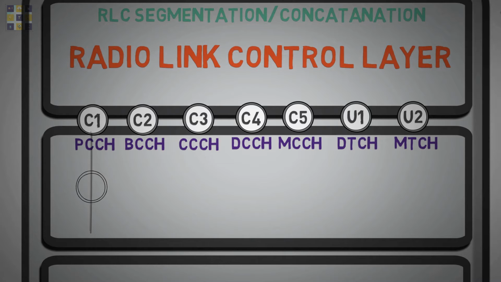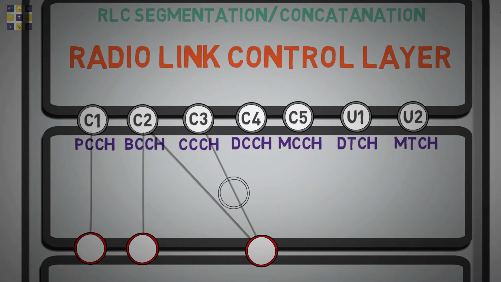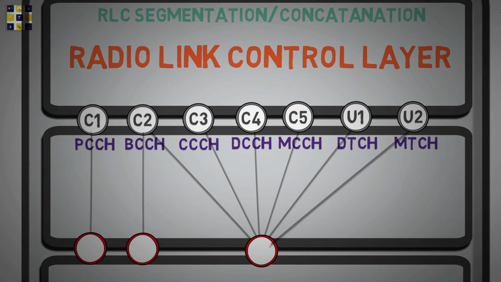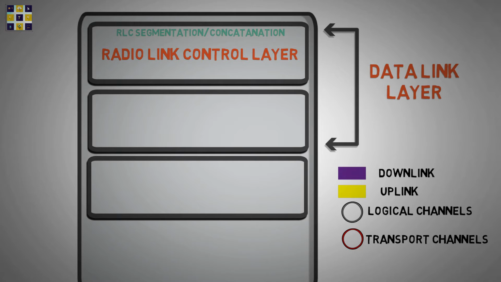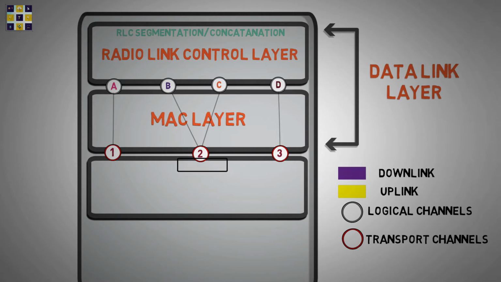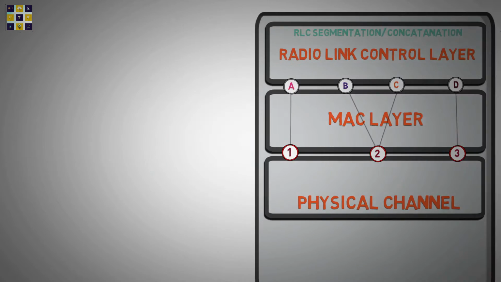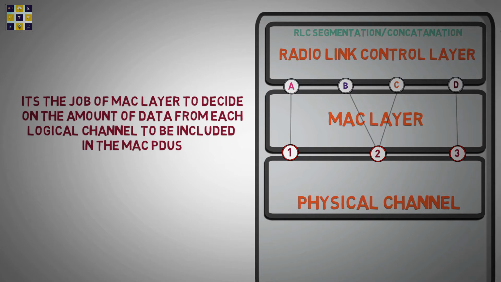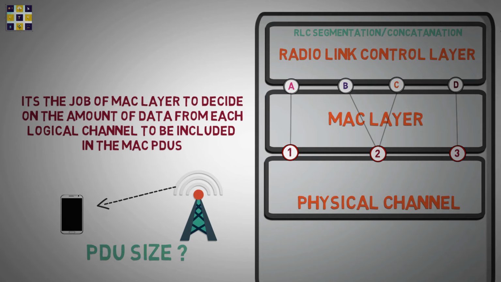In our previous video we discussed how the data were segregated using logical channels and how they were mapped onto the corresponding transport channels. Once the data is processed by the MAC layer, they are known as MAC PDUs or transport blocks. These PDUs are transmitted over the air interface through physical channels. It's the job of the MAC layer to decide the amount of data from each logical channel to be included in the MAC PDUs. The PDU size is decided on the basis of the uplink resource grant message.